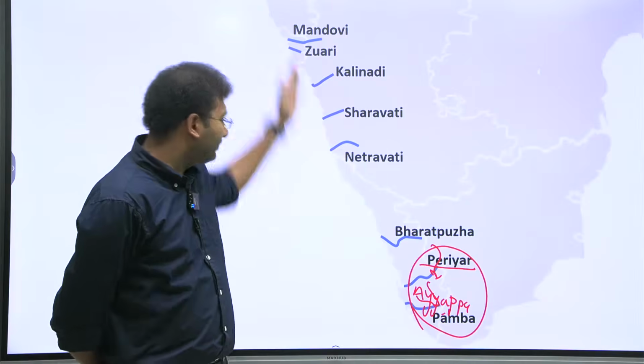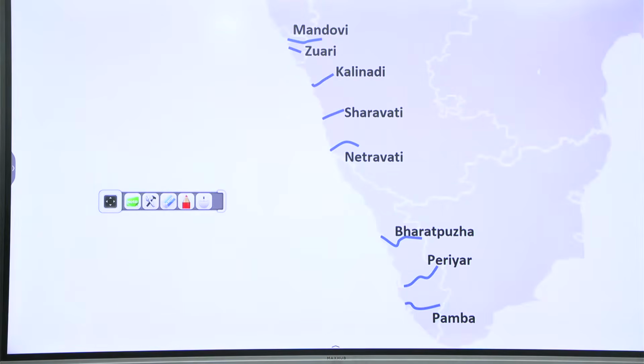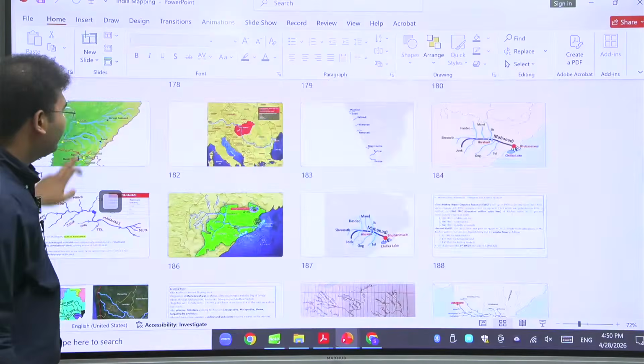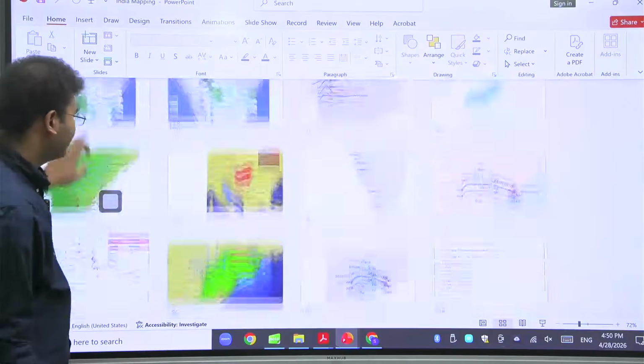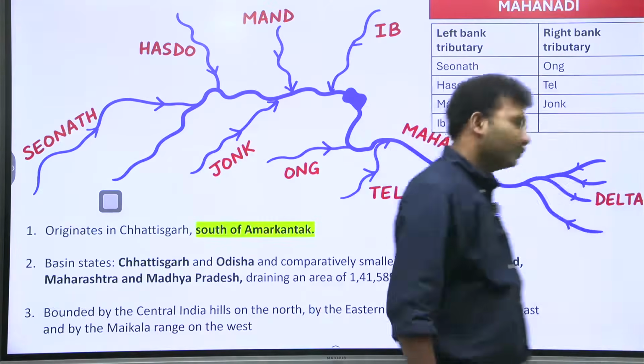Try to repeat again. Mandovi, Zuari, Kali Nadi, Sharavati, Netravati, Bharatapuzha, Periyar, Pamba. These are the west flowing rivers, right? One by one, we'll look into their tributaries, and come to Mahanadi.